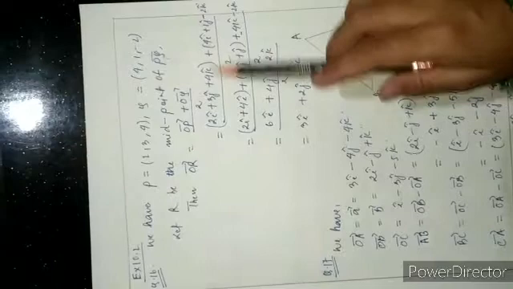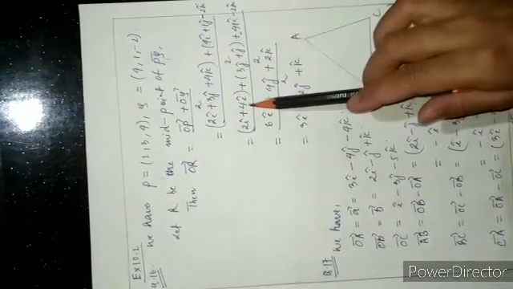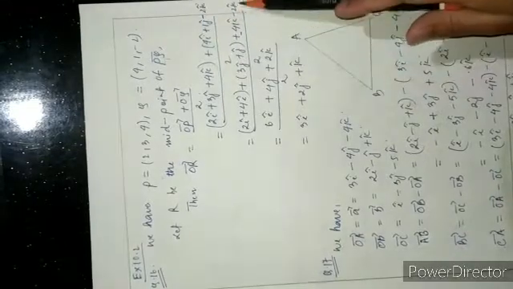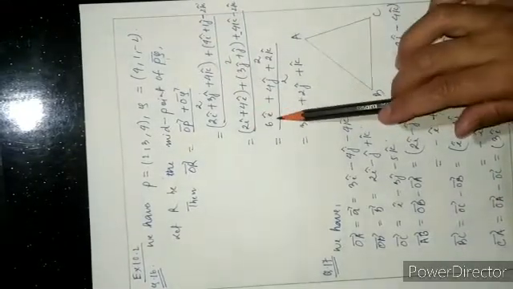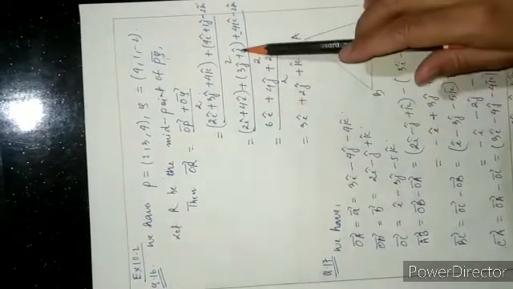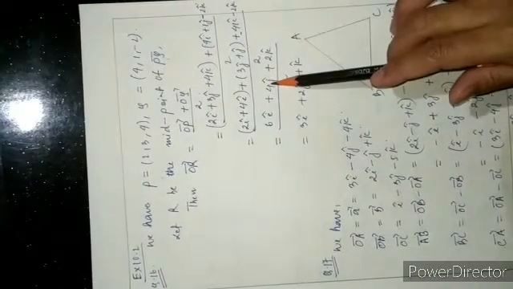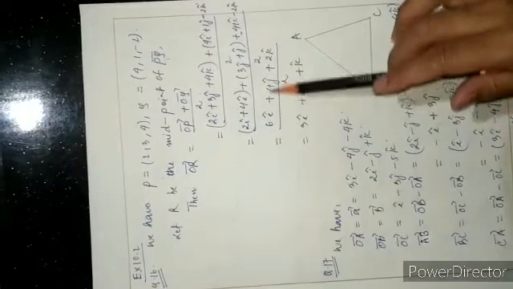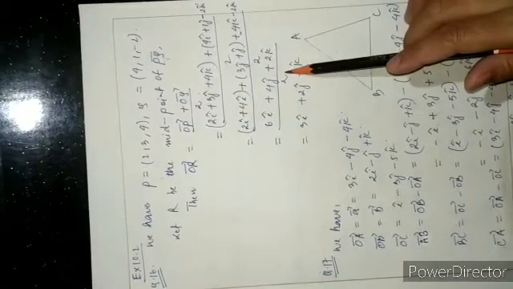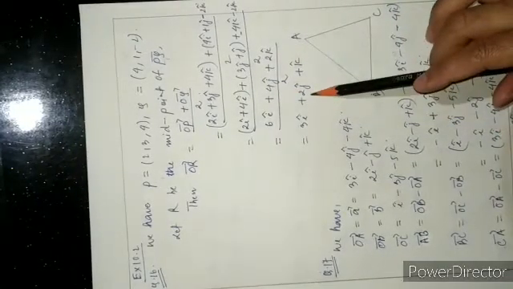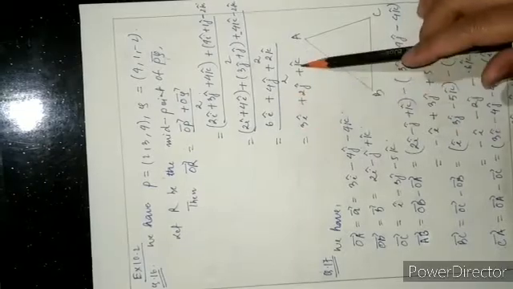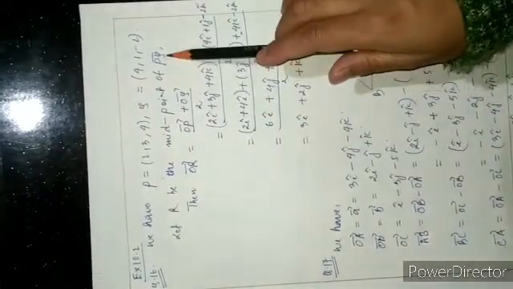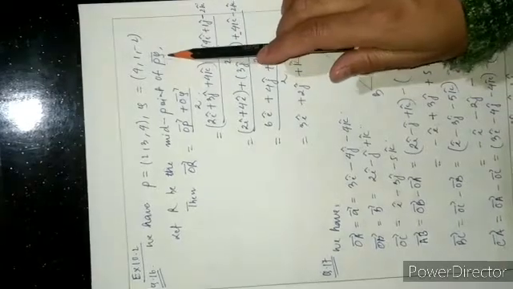Find the sum of these two vectors. 2i plus 3j plus 4k and 4i plus j minus 2k. 2 plus 4 is equal to 6i, 3 plus 1 is equal to 4j and 4k minus 2k is 2k. Then divide these components by 2. We get 3i, 2j, k is the position vector of the point R, which is the midpoint of the line segment PQ.